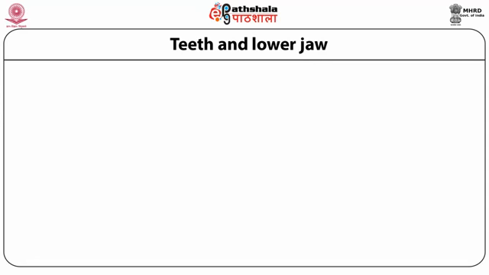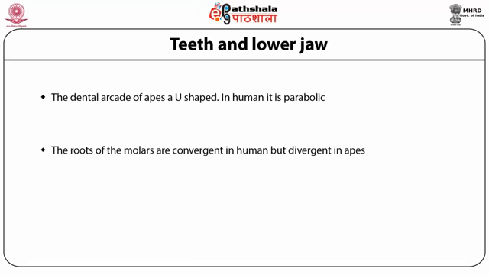The posterior teeth in apes are larger than in humans and are arranged in parallel. This gives the dental arcade of apes a U-shape. In humans, it is parabolic. The roots of the molars are convergent in humans but divergent in apes. So this is the information on teeth.